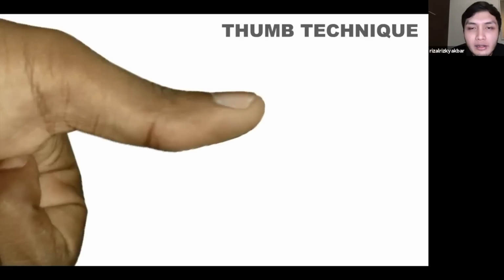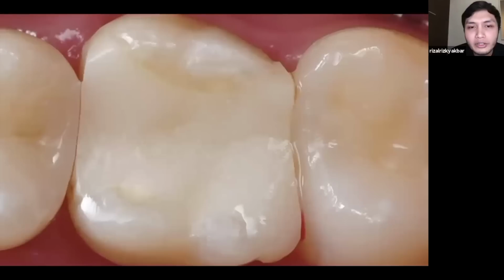And then he taught me about his thumb technique. He's really proud of it. He used his thumb to do all his cases, and that's what makes him very fast in his way of working. And all the restorations look flat like this, and it's really, really bad. Even for class 2, he does it without a matrix. You just press the composite and then like here. That's why he works really, really fast.